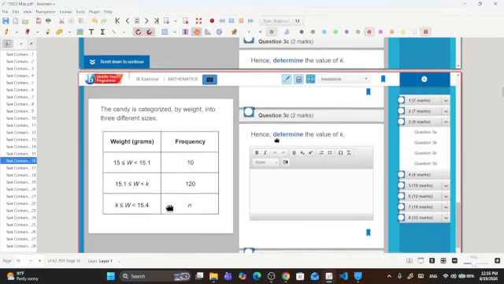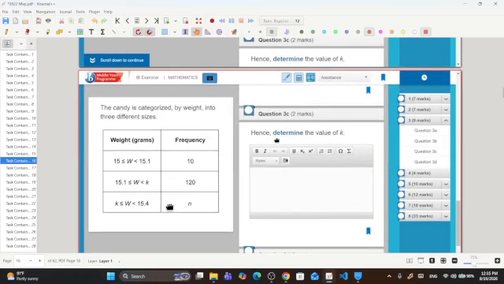What about the value of k? Hence determine the value of k. Alright. So we have to look at it using the cumulative frequency curve. Now I know that looking at the cumulative frequency, if we add 10 and 120, we get an answer of 130.